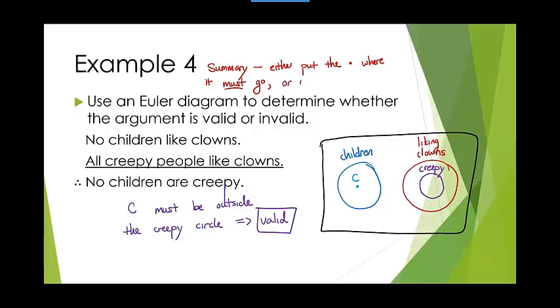Now, if you're in the case where the dot could be in 2 different places, then you use the dot to illustrate that the conclusion may be false.